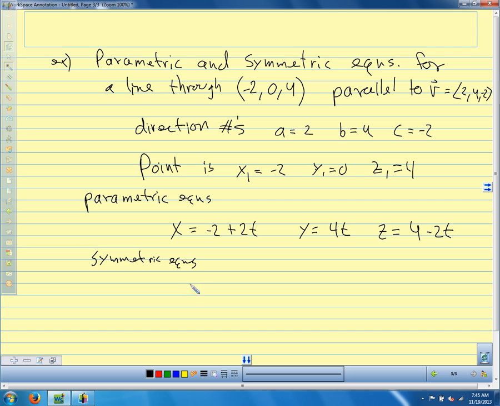We get (x + 2)/2 = y/4, and that equals (z − 4)/(−2), and we need a negative sign there. And those would be our symmetric equations. Direction numbers here, and our points are here.